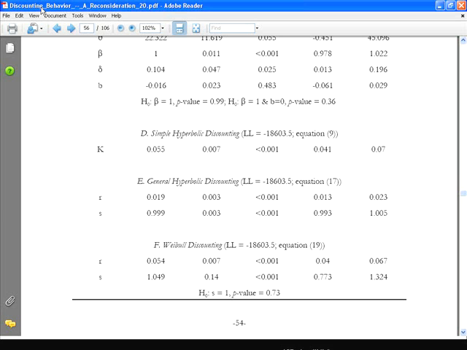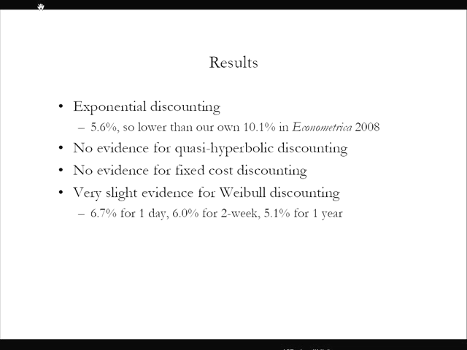If we make a prediction about the discount rate for these parameter values for the Weibull specification, then we get these discount rates that I just mentioned. From 6.7% for 1 day down to 5.1% for 1 year, and you can hardly say, well, it's a very small fall in the discount rate.